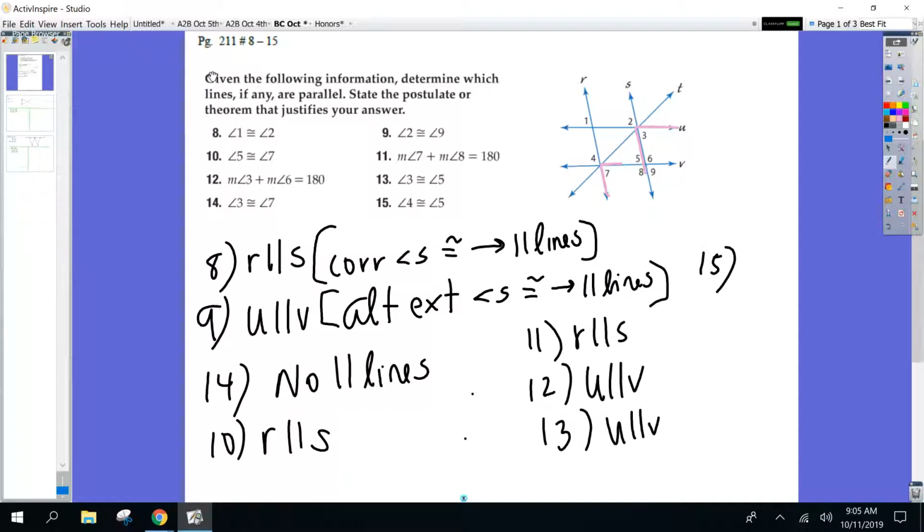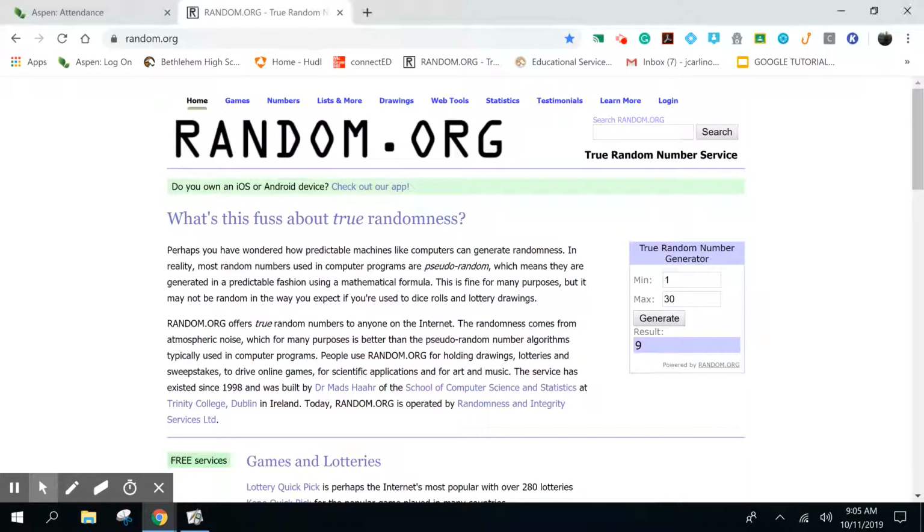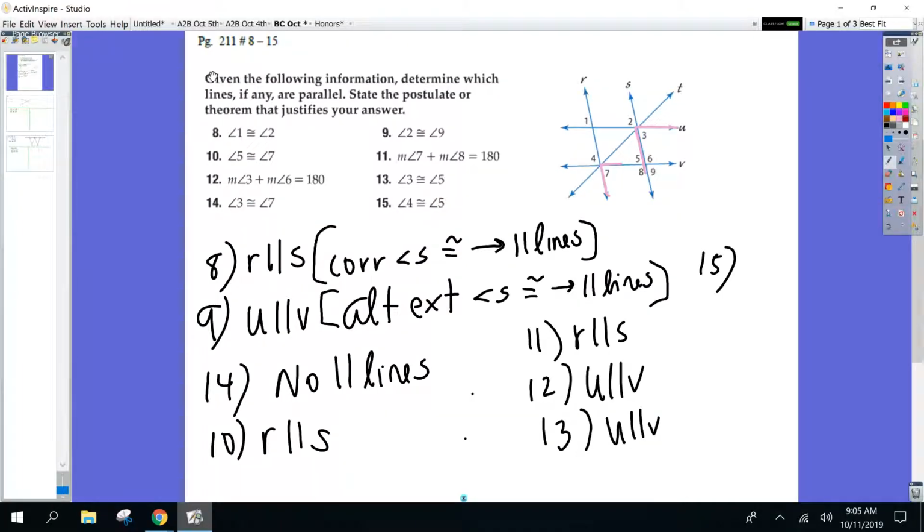Final one, 15. 15 for 15. 4 congruent to 5, so? First time we had corresponding, second time we had corresponding angles. All good. Questions?